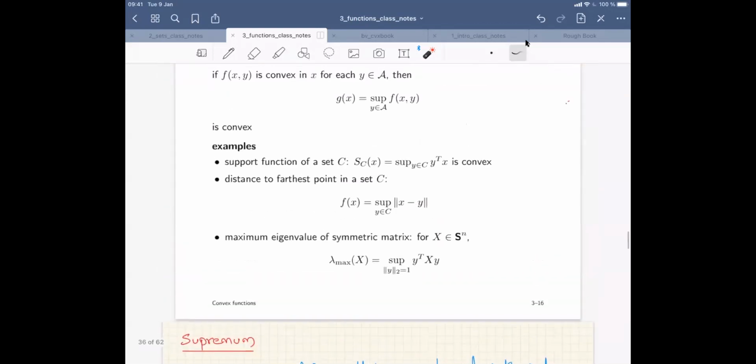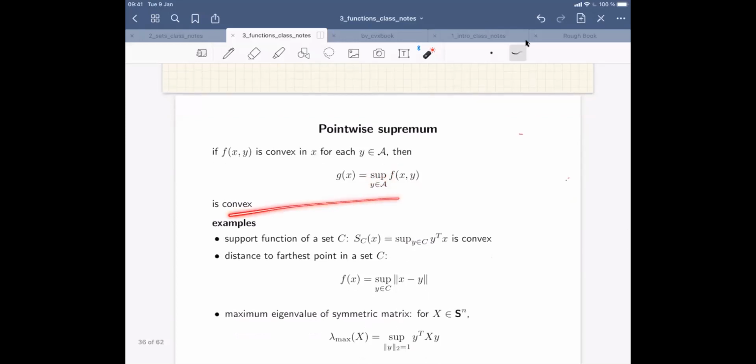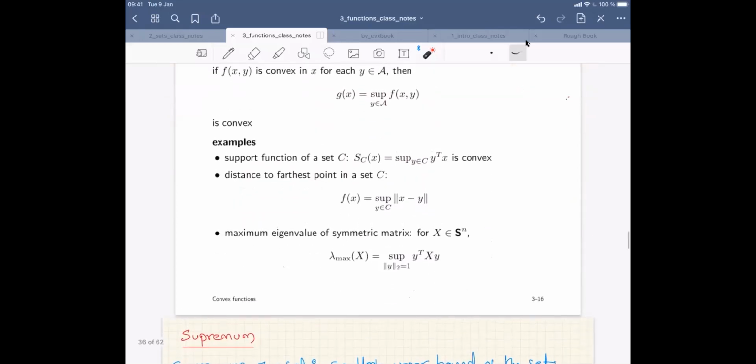This is a widely used concept, and it is something similar to maximum. If you have difficulty visualizing what supremum is, you can just replace it with maximum for the sake of understanding, but remember that both are not the same. Now we see that pointwise maximum preserves convexity, and supremum also preserves convexity. So, some examples.